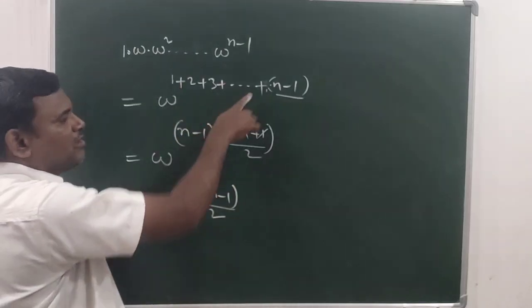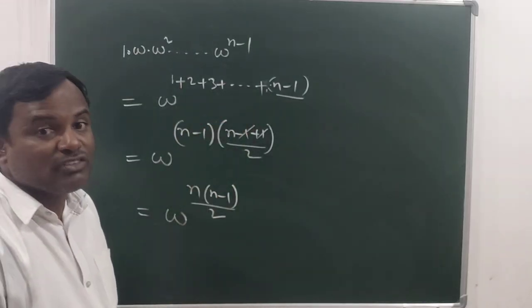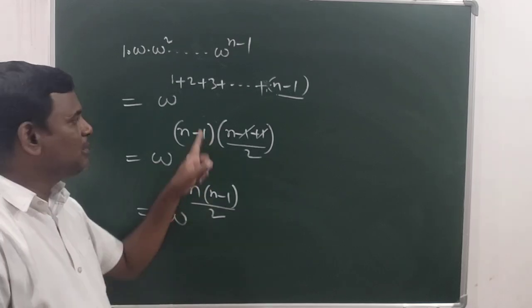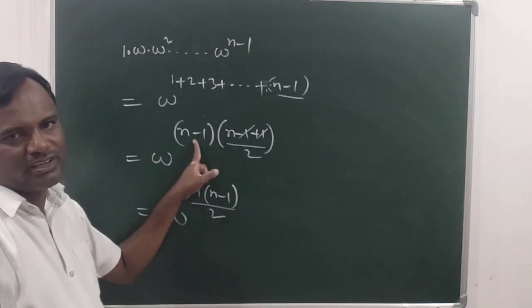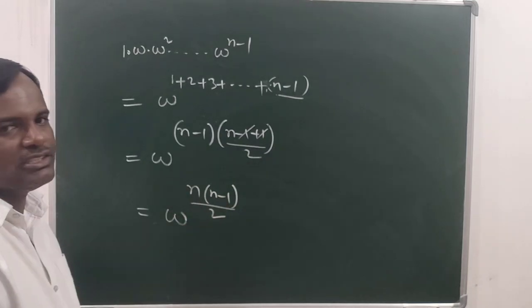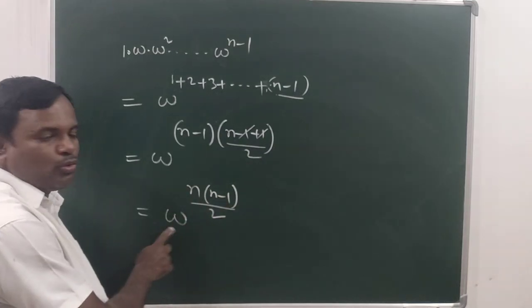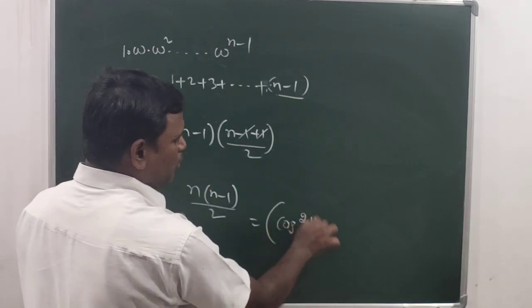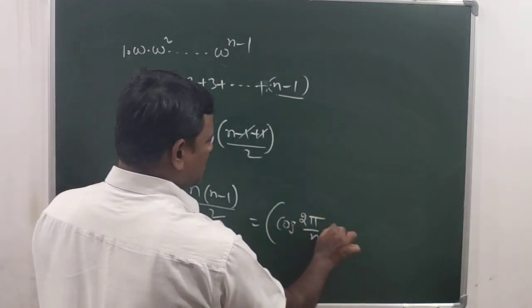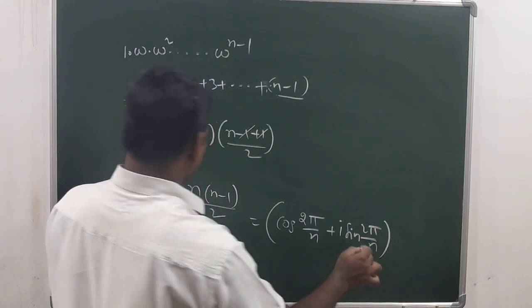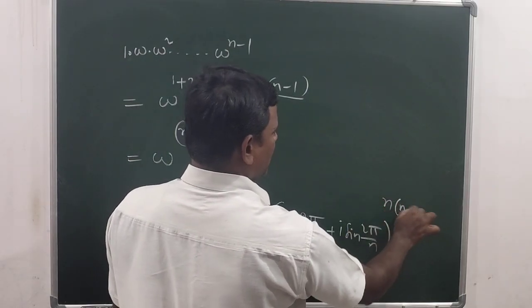Sum of the first n natural numbers is n into n plus 1 by 2. But here we have n minus 1 natural numbers. Hence in the place of n I wrote n minus 1: n minus 1 into n minus 1 plus 1 by 2. So you got this. But as you know, omega value, how much have we got? Cos of 2 pi by n plus i sin 2 pi by n, whole power n into n minus 1 by 2.